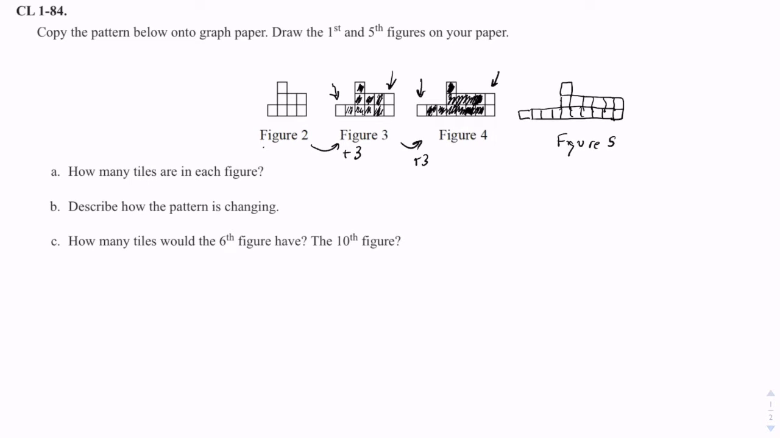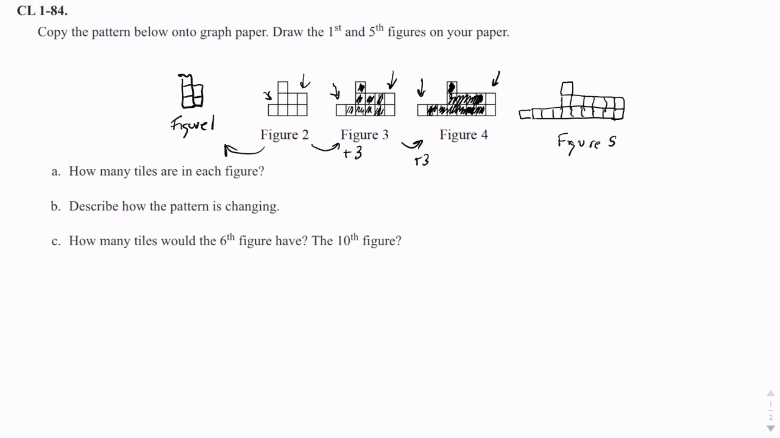And to go backwards to figure 1, I have to take these 2 off and take this one off. So I'm left with this, right? So I'm left with that and that. So there's figure 1, right?